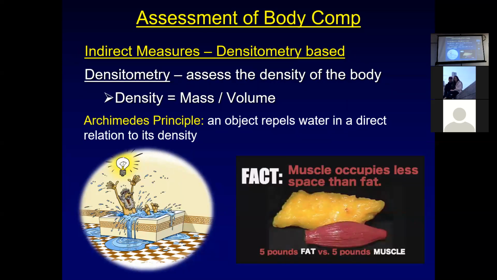Okay. To assess body composition, the primary place that we start is by understanding body density, or just density in general. The density of an object is how much it weighs per how much space it occupies. How much does it weigh? So mass divided by volume.